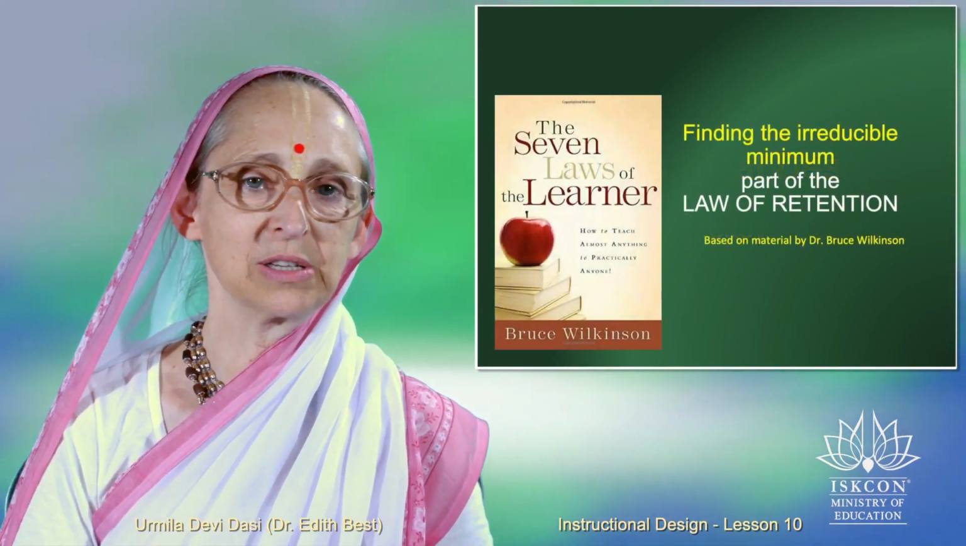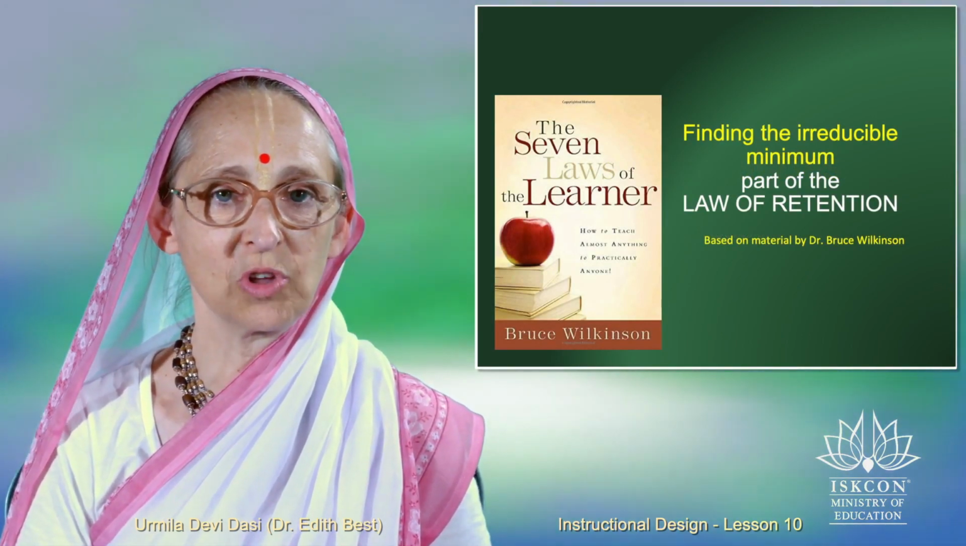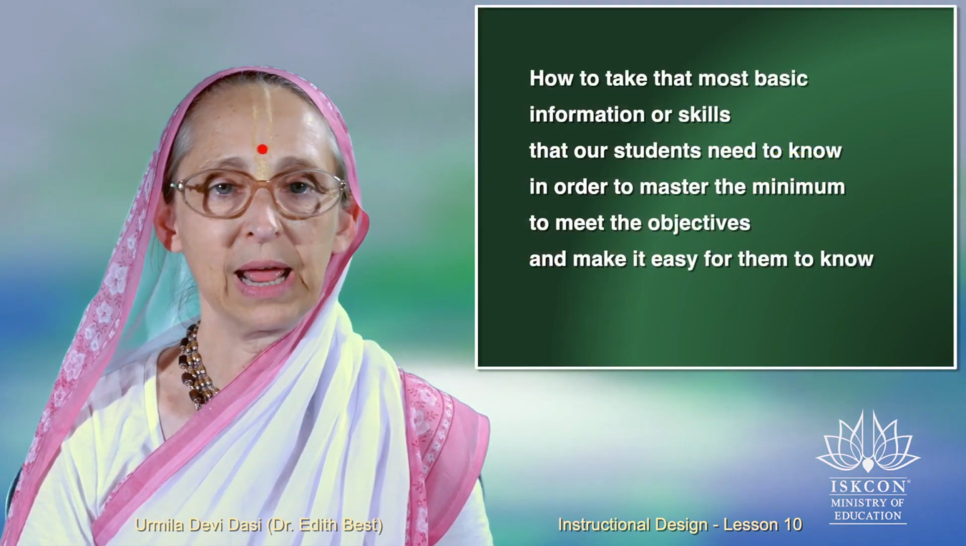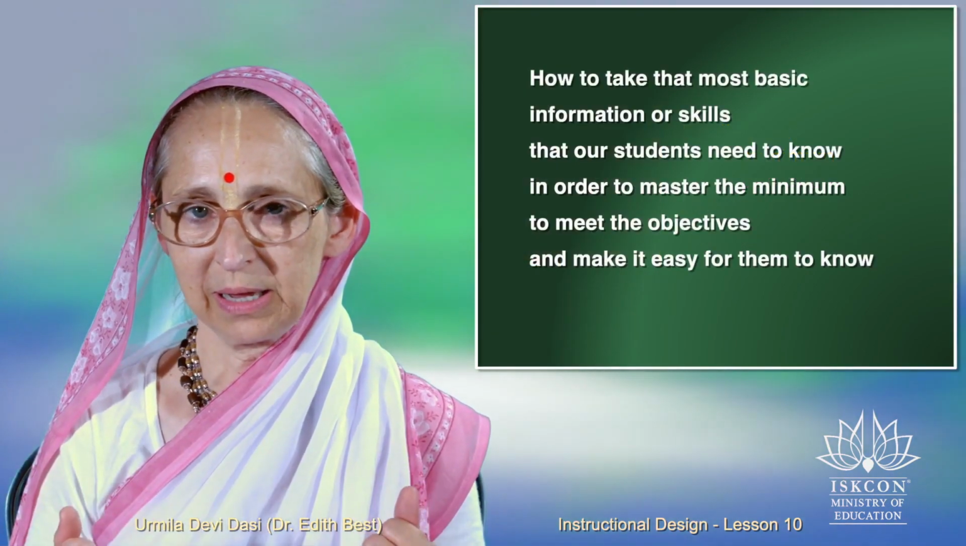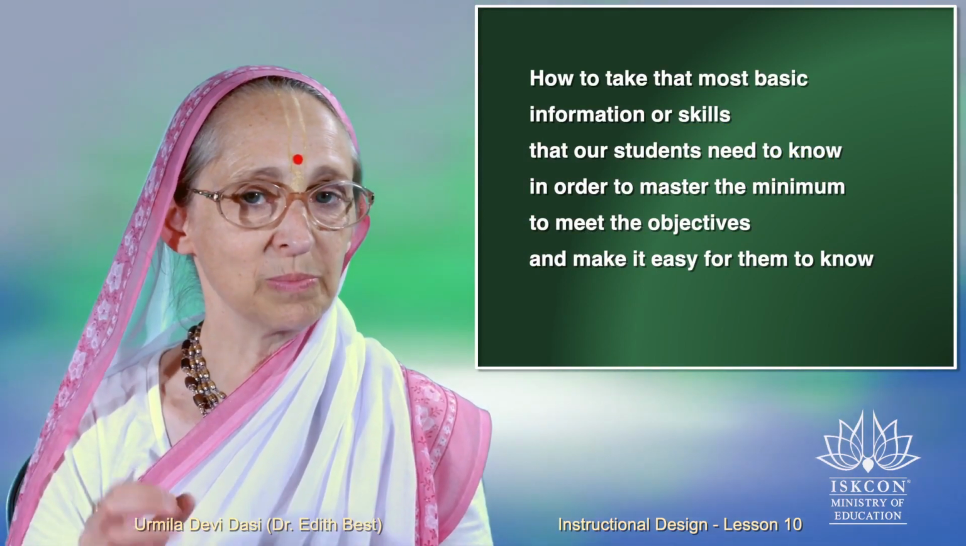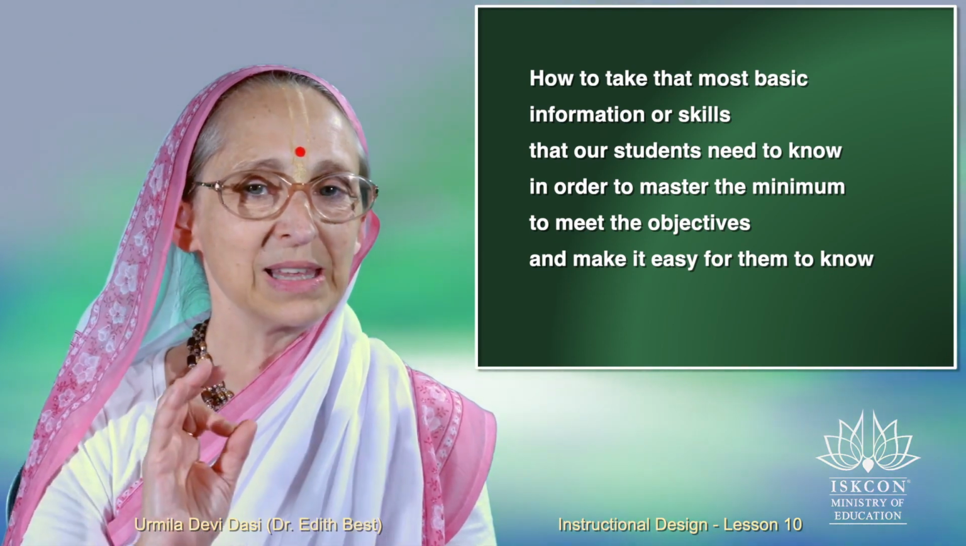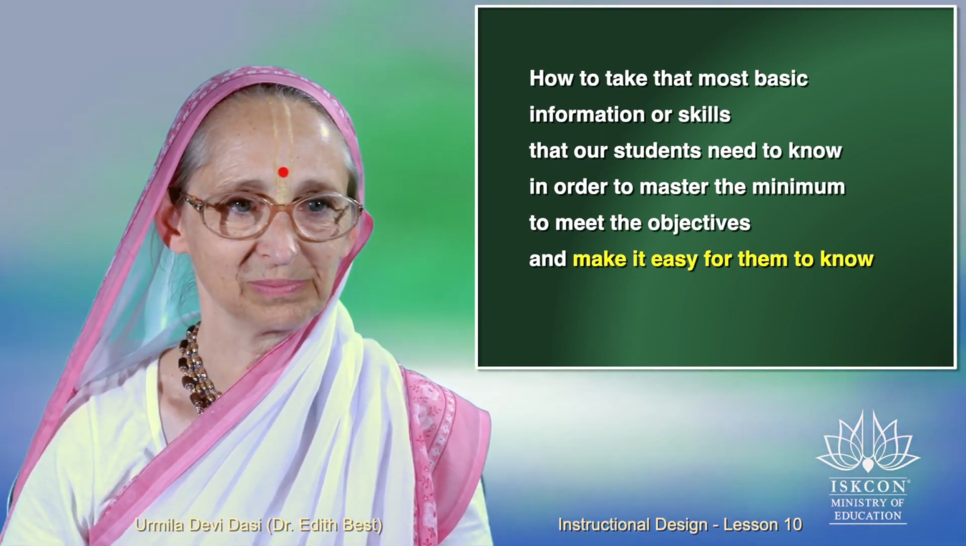We talked in a previous lesson about finding the irreducible minimum that all of our students had to know in order to achieve our objectives and our aim. And we mentioned there that we wanted to make that irreducible minimum easy to understand. We're going to turn again to the work of Dr. Bruce Wilkinson, from The Law of Retention, from his 7 Laws of the Learner, and look at how to take that most basic information or skills that our students need to know in order to master the minimum, to meet the objectives, and make it easy for them to know.